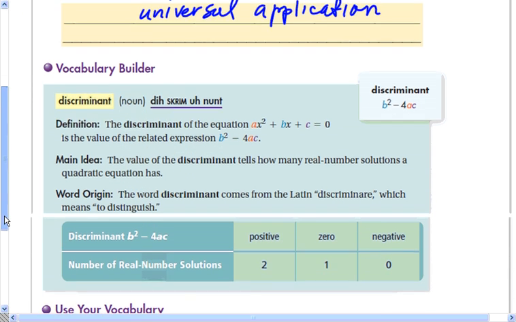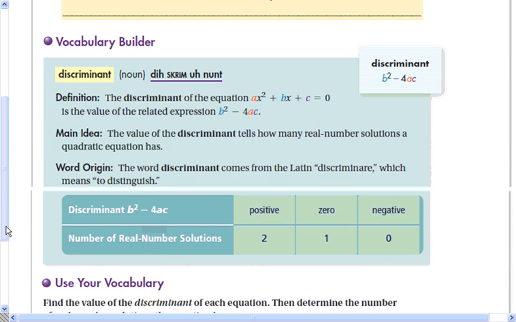All right, big vocab word here, discriminant. The discriminant of the equation, and this is a quadratic equation written in standard form, ax squared plus bx plus c. The discriminant is b squared minus 4ac, and you're going to find out later why that is. But just right now, just so you know that, if you do b squared minus 4 times a times c, where a is the coefficient of the quadratic term, b is the coefficient of the linear term, and c is the constant, then b squared minus 4ac is the discriminant. And the cool thing about the discriminant is it tells you how many solutions you're going to have.